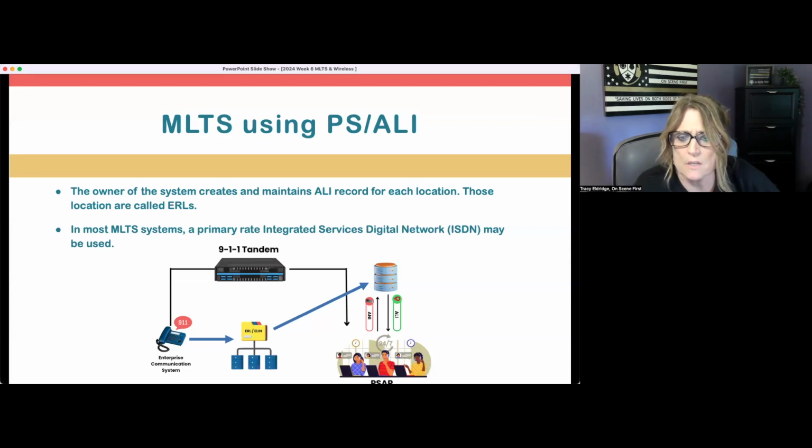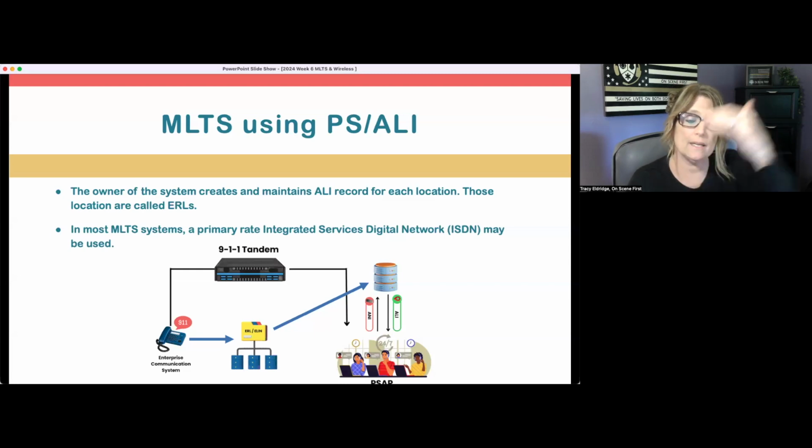Does the 911 center make a second query to the ERL? The 911 center is not querying the ERL. The ERL is actually just the location within the location. It's the name of the location within the location that is attached to the ELIN. So hopefully that makes sense. But it will make a query. This is all happening right at the same time.